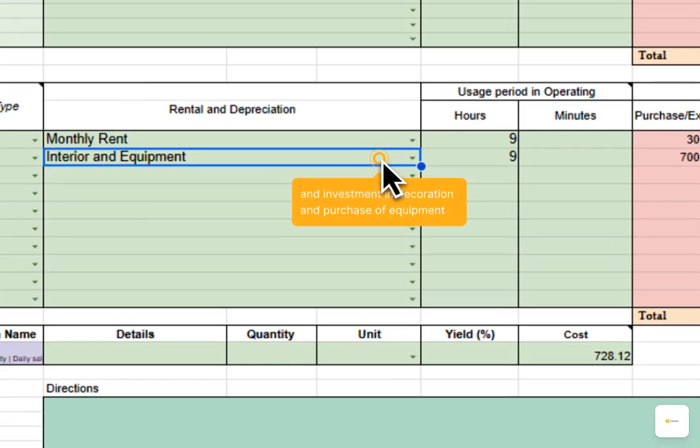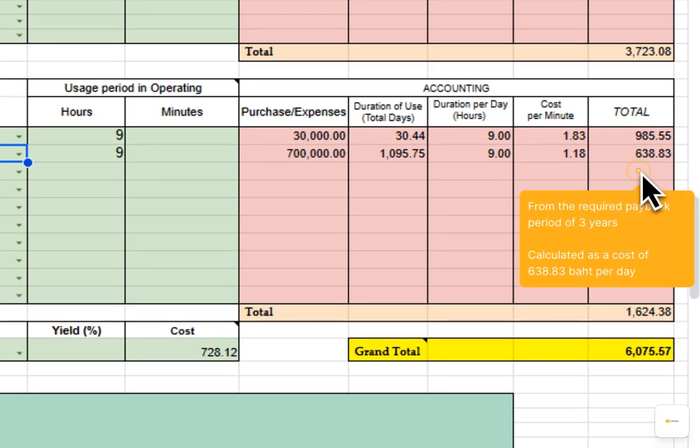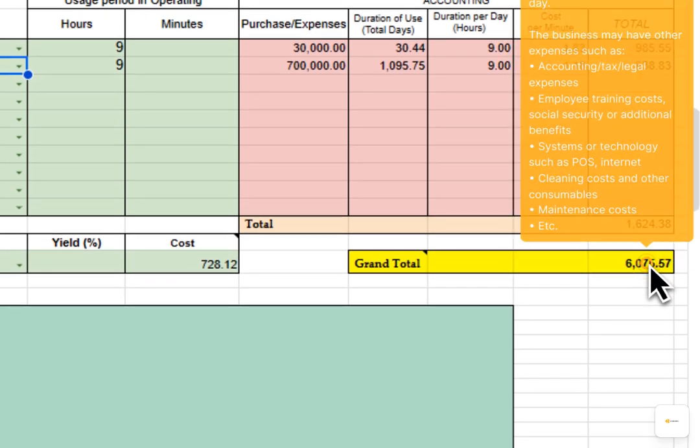And investment in decoration and purchase of equipment. From the required payback period of 3 years, the cost is 638.83 baht per day. Just doing the shop alone costs 6,075.57 baht every day. The business may have other expenses such as accounting/tax/legal expenses, employee training costs, social security or additional benefits, systems or technology such as POS, internet, cleaning and consumable costs, maintenance costs, etc.